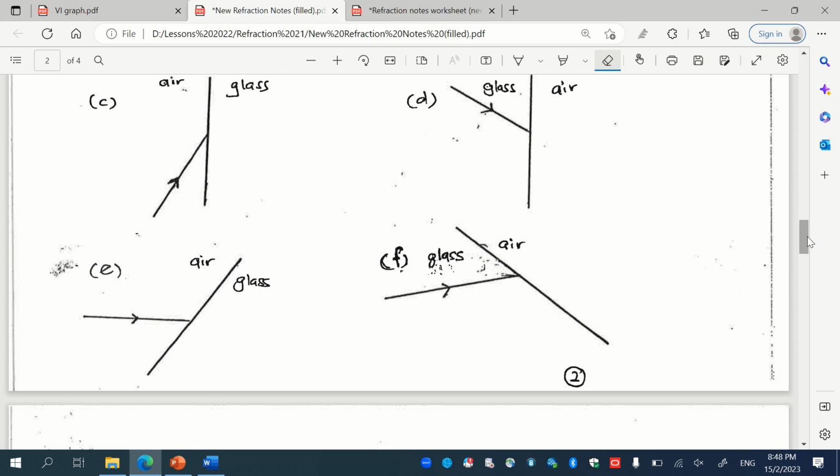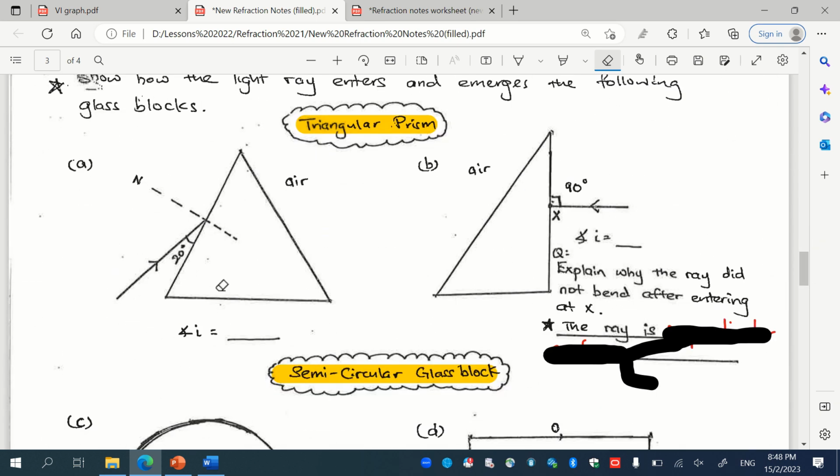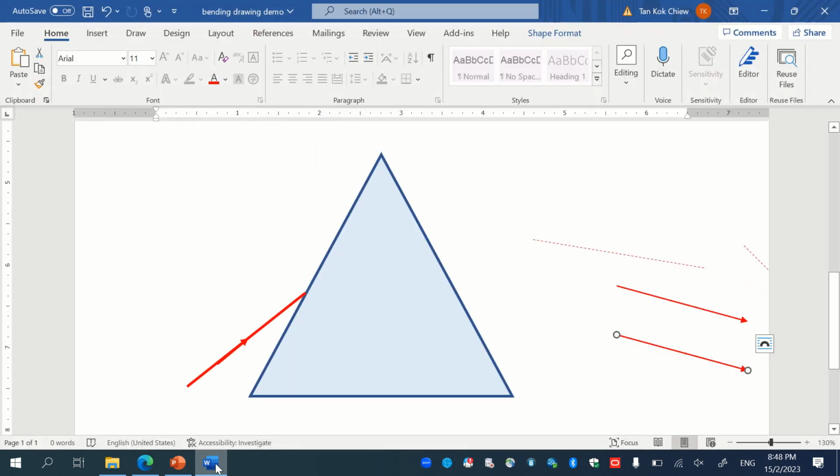Now if you look at this triangular prism, we have slanted surface one side, slanted surface the other side. Remember I told you, if you don't like slanted surface, you can always turn your paper until the slanted surface is horizontal right in front of you. So if I look at this diagram A, let me quickly demonstrate how it should travel through the glass block. So this will be the glass block.